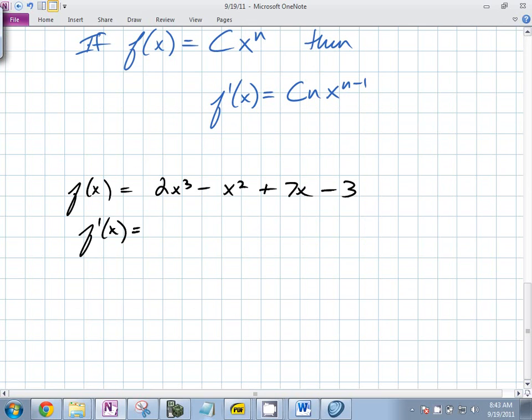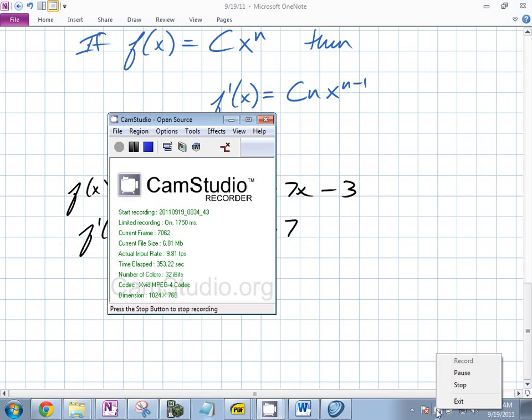Jackie, what's the derivative? 6x squared minus 2x plus 7. Yep, that is the derivative. Was that a little easier than using the limit definition? Yes, you can say that. Everything's relative, but that was a little easier than using the limit.